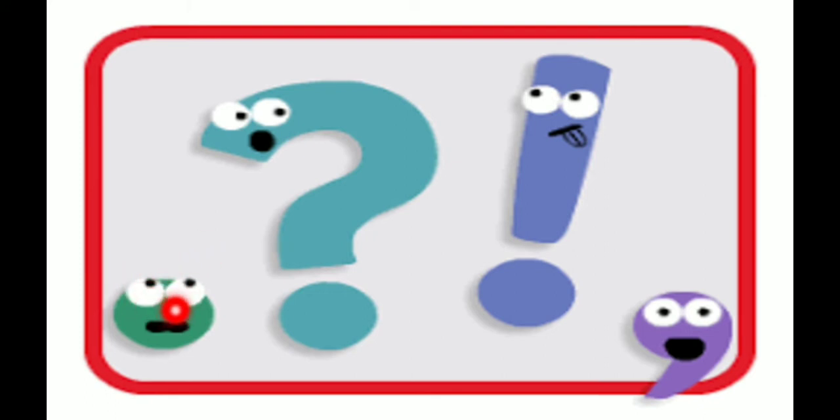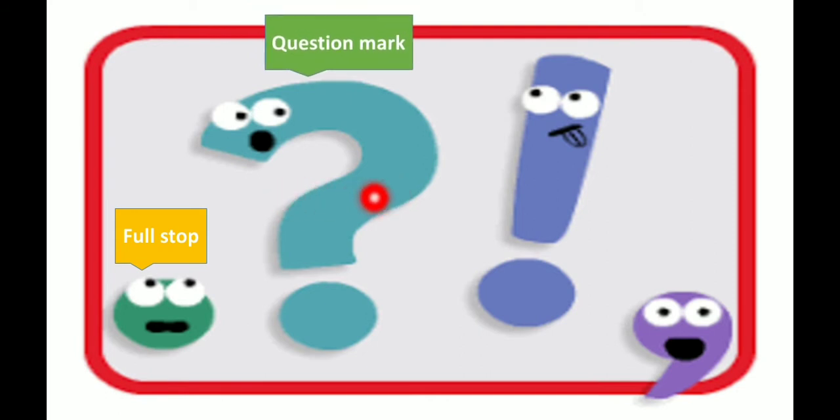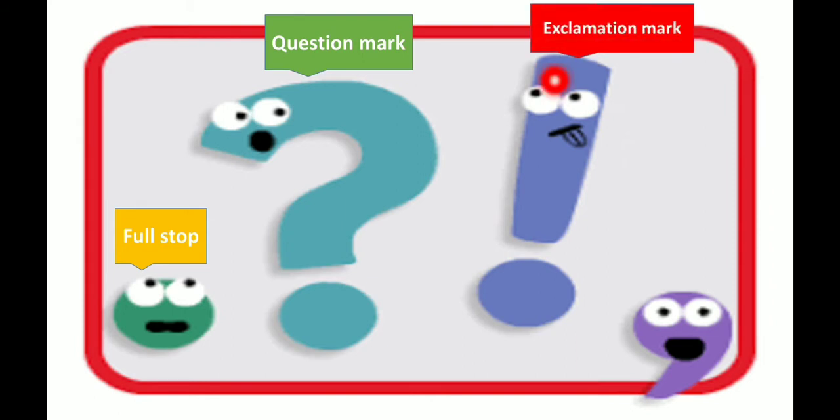What is this? Full stop. Very nice. And this one? This one is question mark. The third one is new, that we are going to discuss in this unit. What is the name of this mark? It is exclamation mark. Okay? This one is exclamation mark that we are going to discuss today.